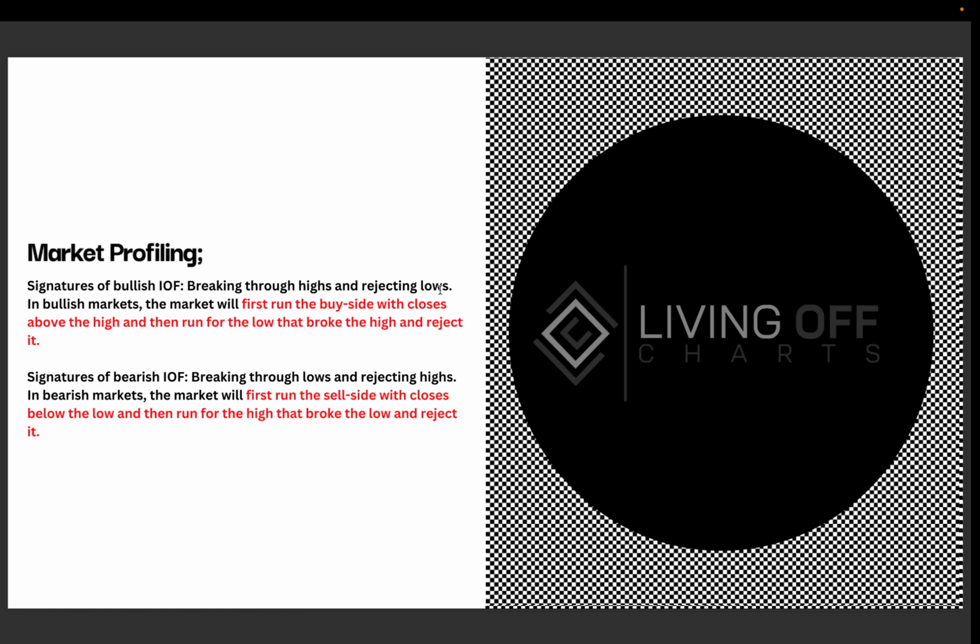So how do we incorporate the double purge in this? In bullish markets, the market will first run the buy side with closes above, then run for the low that broke the high and reject it. So we're closing above and rejecting the low, specific highs and lows. Signatures of bearish institutional order flow, breaking through lows and rejecting highs, right? So in the double purge context, the market will first run the sell side liquidity with closes below, then run for the high that broke the low and reject it hard.